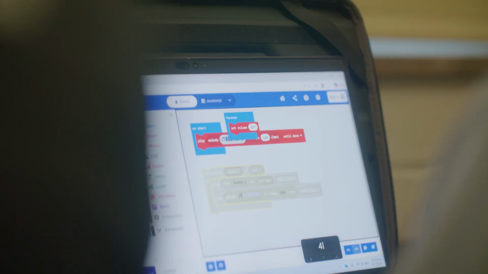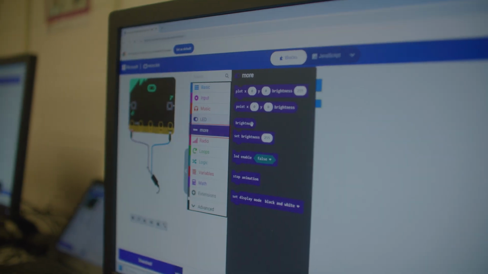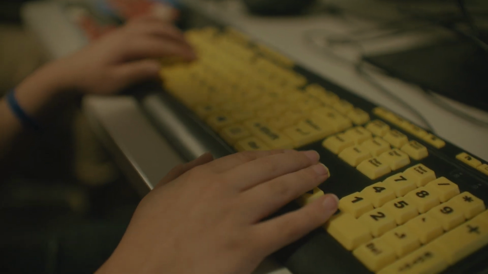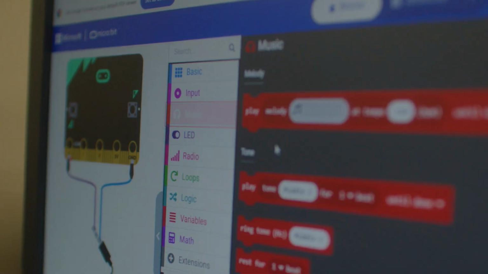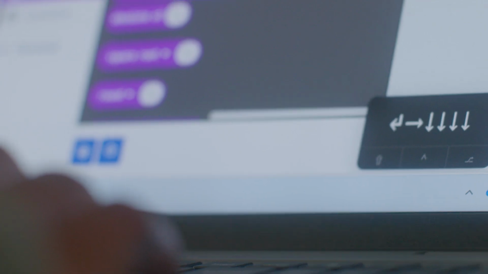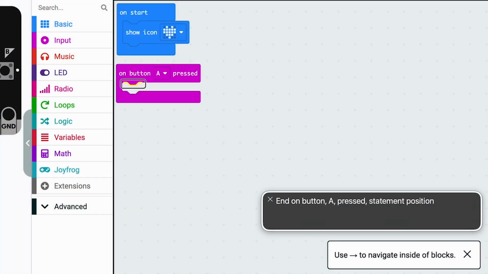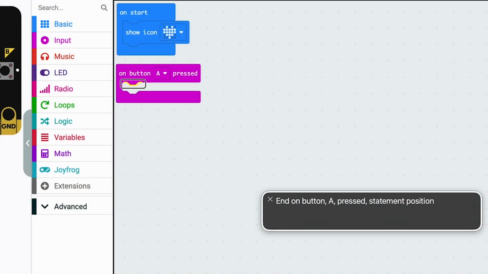Blind or low vision students can now use the same tools as their peers and benefit from the same learning affordances provided with block-based programming. And on button A, press statement position.